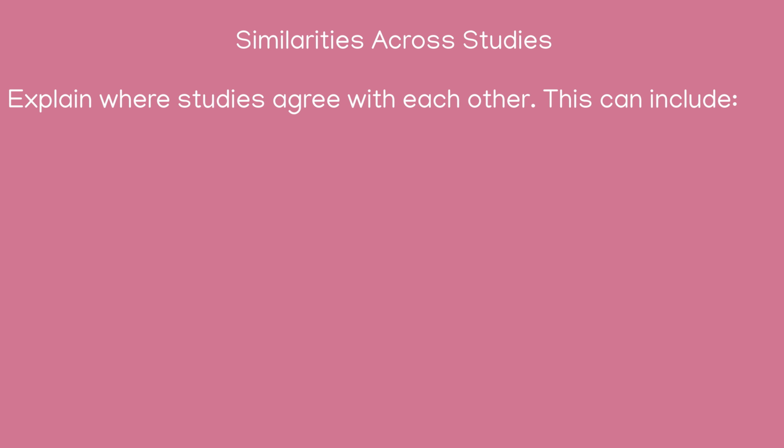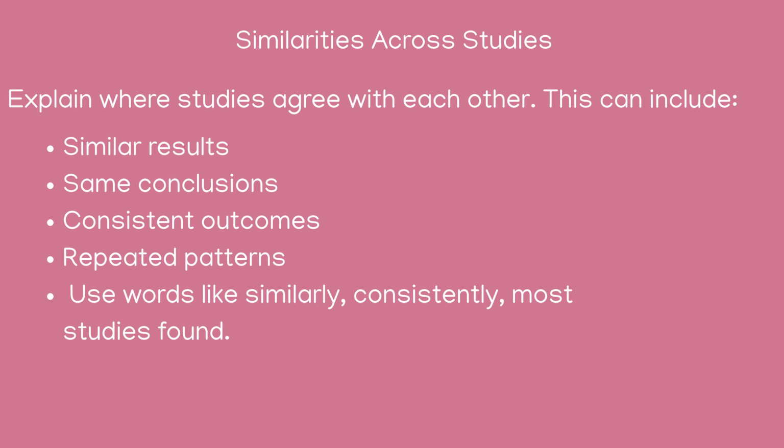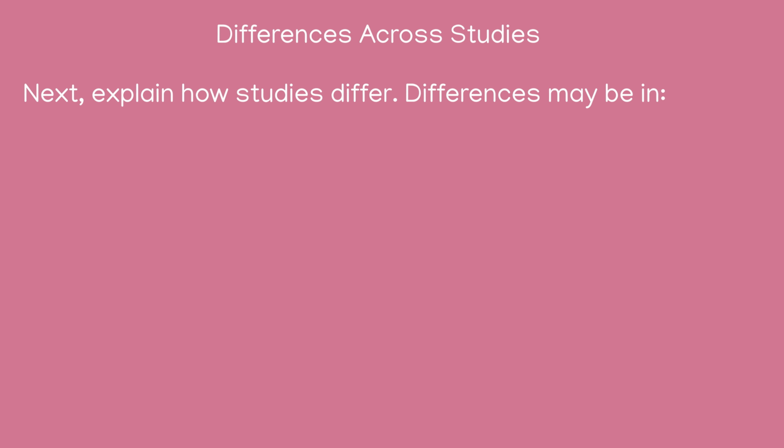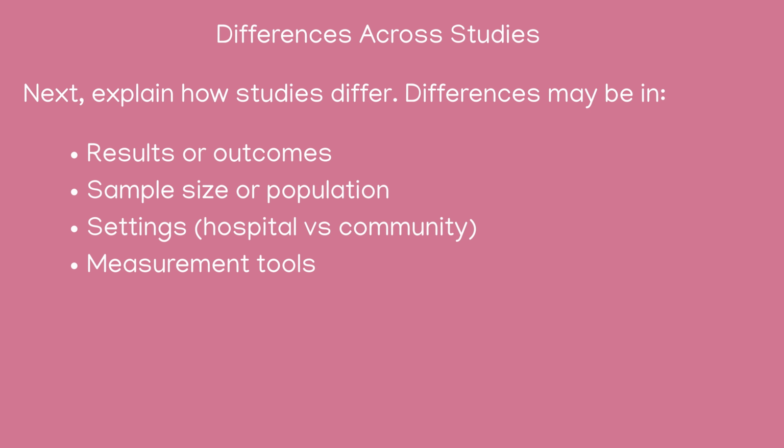Similarities across studies: explain where studies agree with each other. This can include similar results, same conclusions, consistent outcomes, repeated patterns. Use words like similarly, consistently, most studies found. Differences across studies: next, explain how studies differ. Differences may be in results or outcomes, sample size or population, settings, hospital versus community, measurement tools.